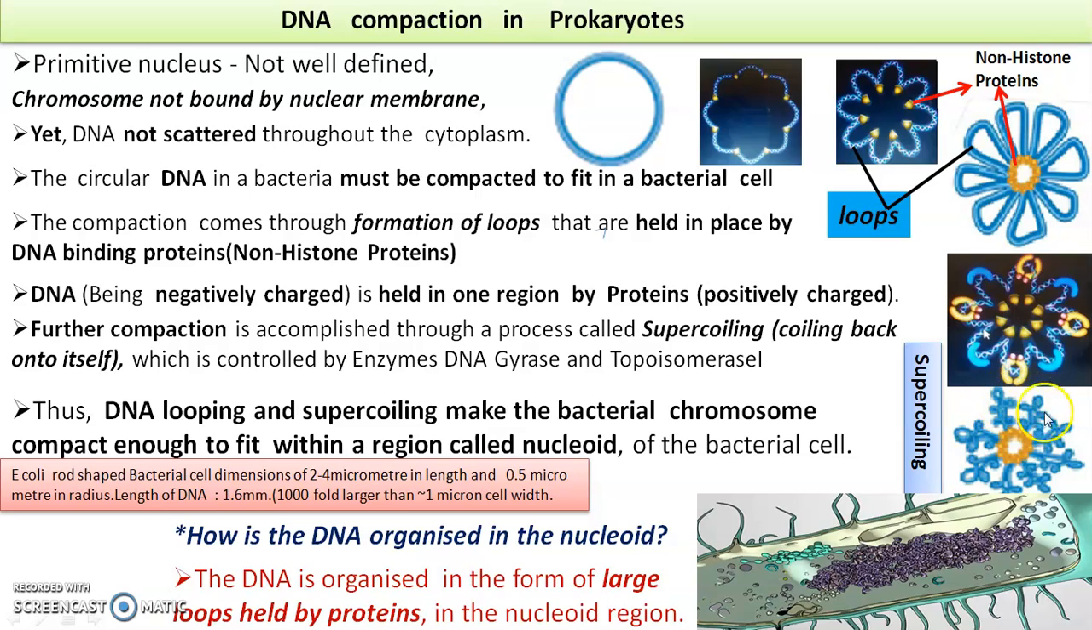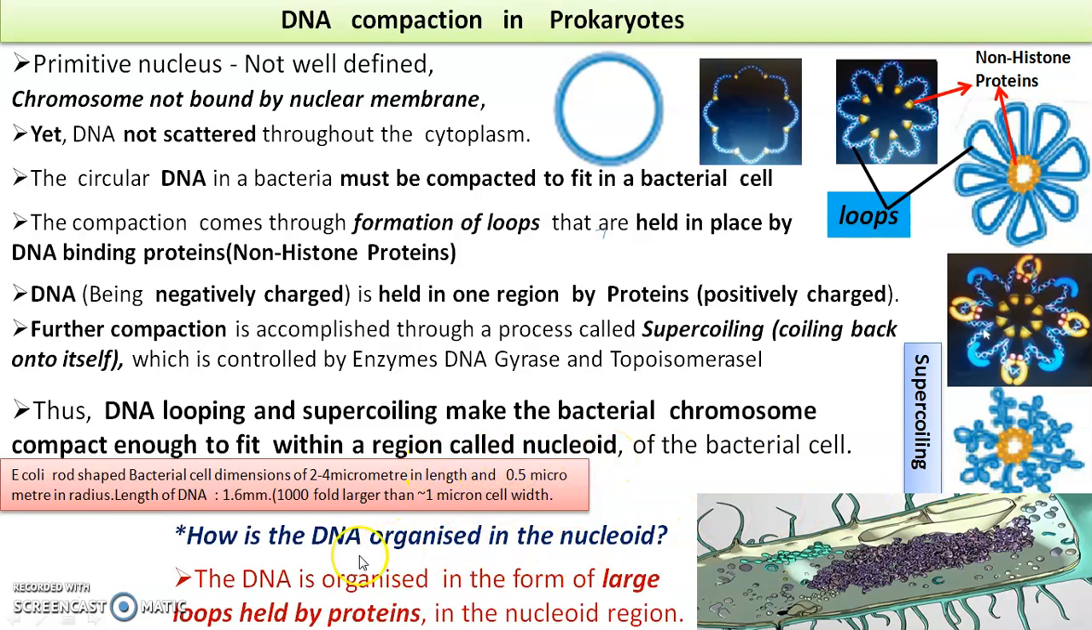So that kind of supercoiling occurs because of these enzymes, which further concentrate them and hold them in a particular region within the cell, and that is called the nucleoid. So the main thing about the compaction is DNA looping, which is done by these non-histone proteins or DNA binding proteins, and further supercoiling by the enzymes gyrase and topoisomerase. These two make the chromosome compact enough to fit within the region called the nucleoid.